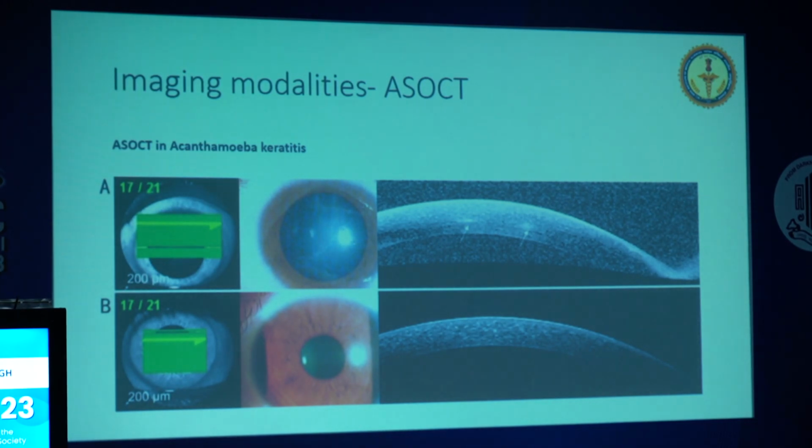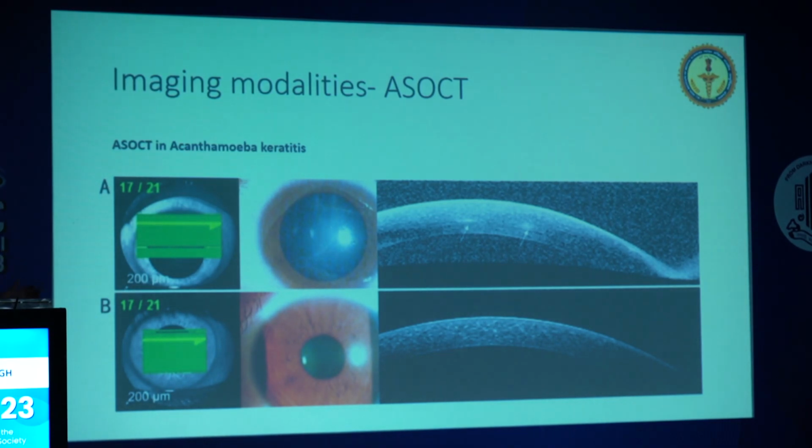So we can see that in early stages of acanthamoeba keratitis, we can see perineural infiltrates. Here you can see it can range in width from 20 to 200 microns, and somewhere from subepithelial to the mid-stromal level.